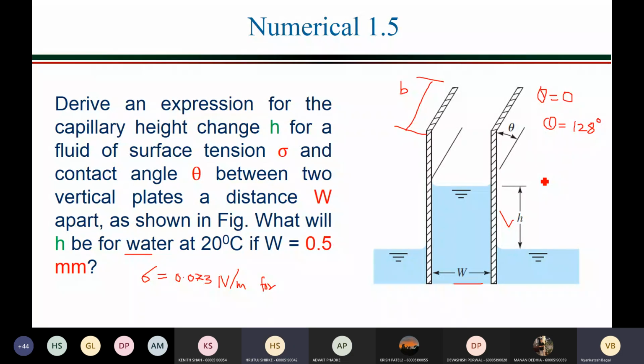Yes, sir. So now find out the capillary rise between the gap of these two parallel plates. So which concept you will use? The vertical component of the surface tensile force must be balanced by the weight of the liquid column. Just use this, nothing else is there in it. It's very simple.